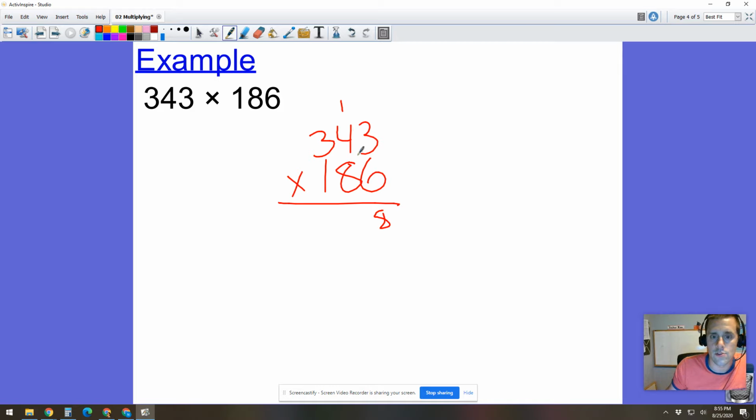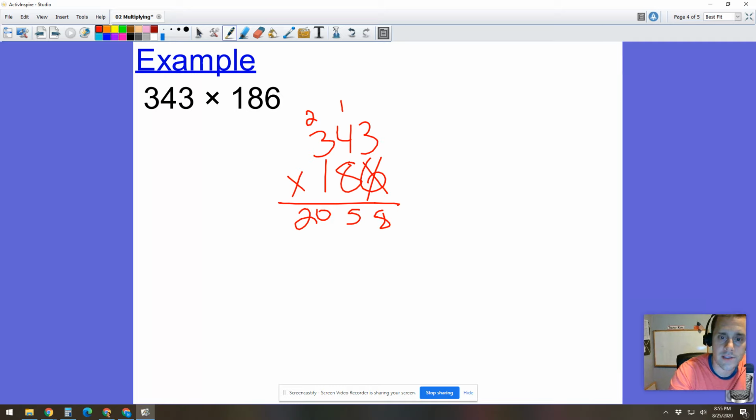6 times 4 is 24. I'm going to add the 1 I carried to get 25. I'm going to write down the 5 and carry the 2. And then 6 times 3, all the way across this long diagonal. 6 times 3 is 18, and we're going to add the 2 we carried to get a total of 20.